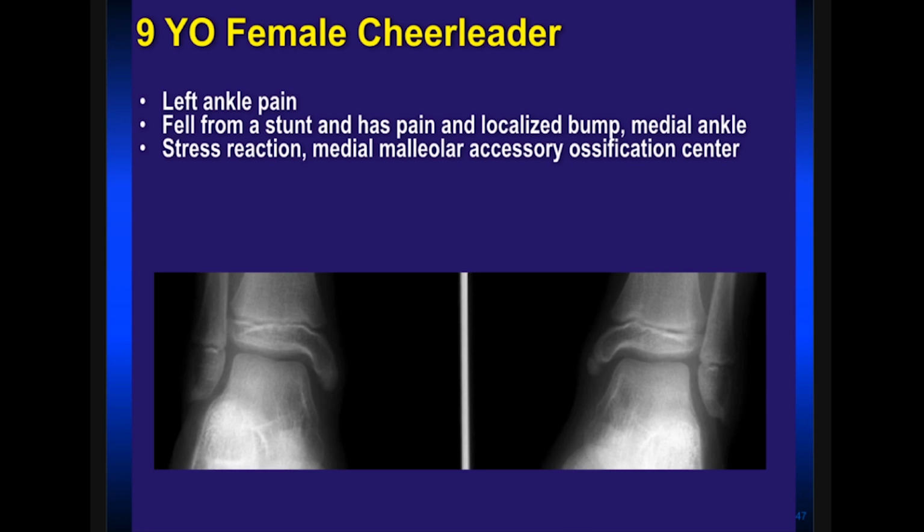So we felt this was a medial malleolar accessory ossification center, and she was treated non-operatively, and follow-up x-rays showed this to go ahead and fuse. So again, not a fracture. It's an accessory ossicle with a deltoid pulling on it in a gymnastic sport. It'll heal without surgery.